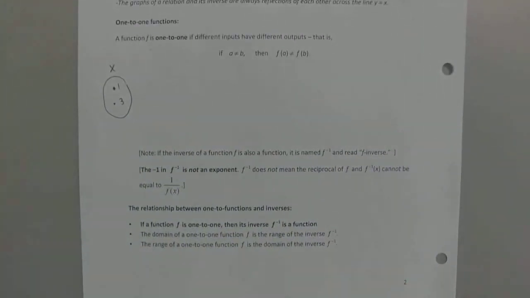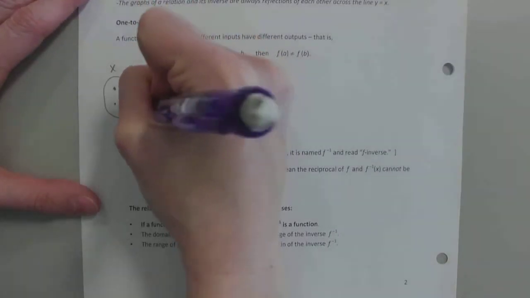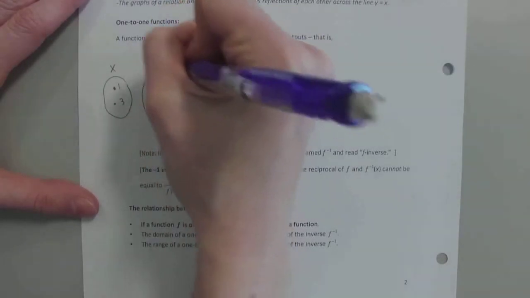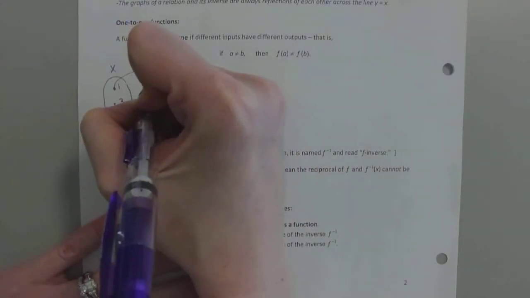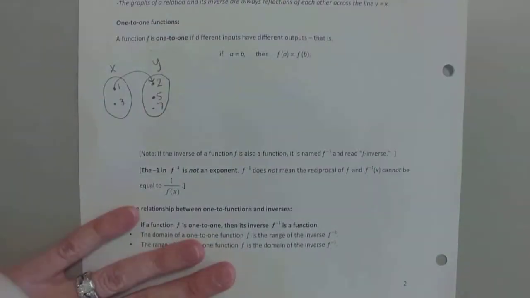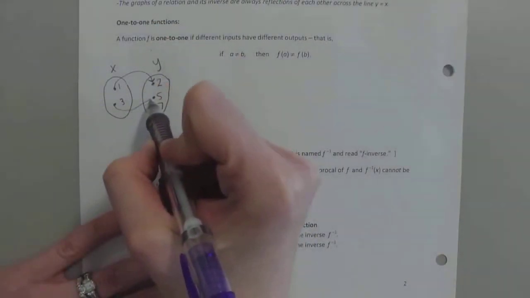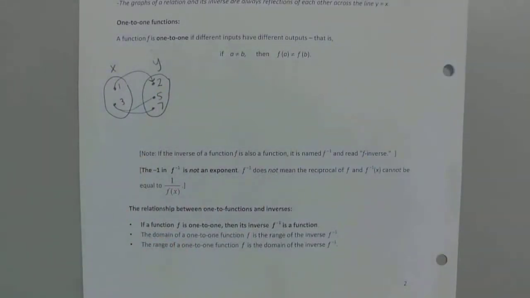So this is where our x's are. And then we're going to plot 2, 5, 7. This is where our y's are. Whatever this relationship is, I don't know what it is, but it has 1 go to 2. So every x had 1 y, okay? But then 3 goes to 5 and 7.